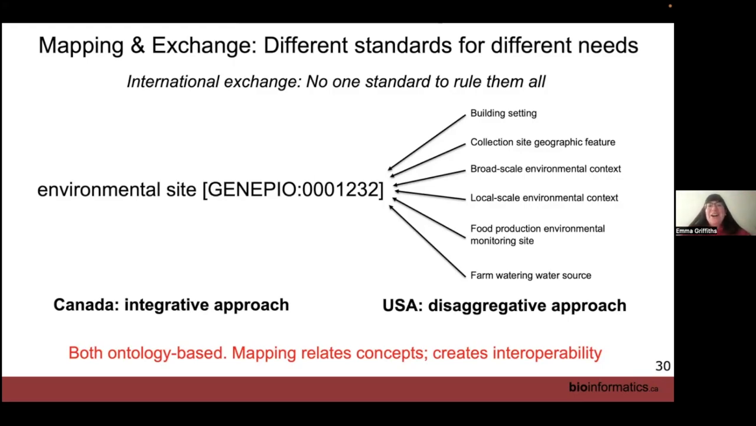But luckily, both of the teams that were developing One Health standards in Canada and also in the US really buy into the ontology-based approach. And because of the hierarchies that are available in those ontologies, we had a whole hackathon to be able to map and understand each other's data standards. We were able to develop mapping and exchange formats that would enable the sharing of data between the US and Canada. So that mapping really helps to relate concepts to each other as well as fields, and that helps to create interoperability.